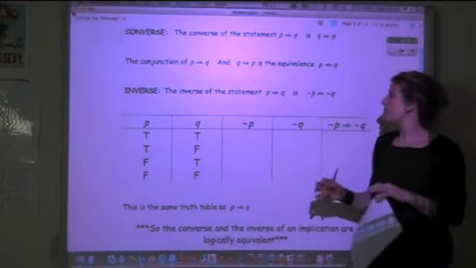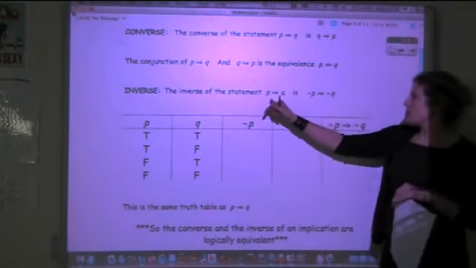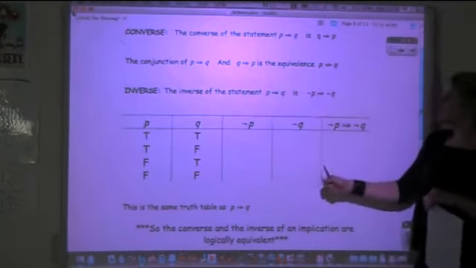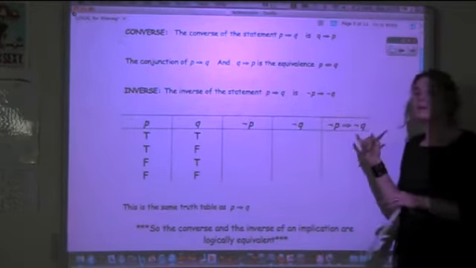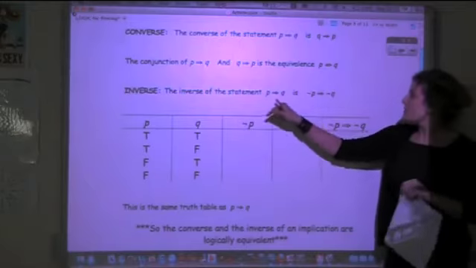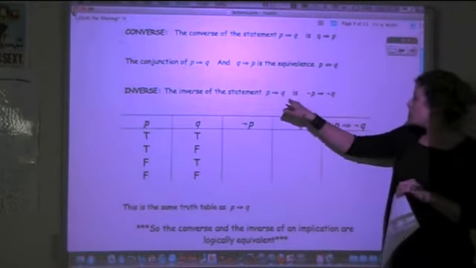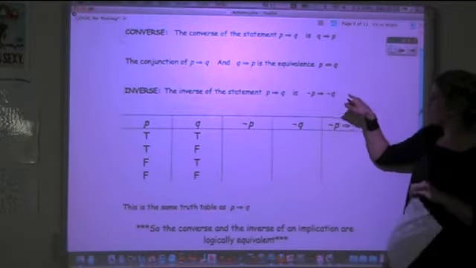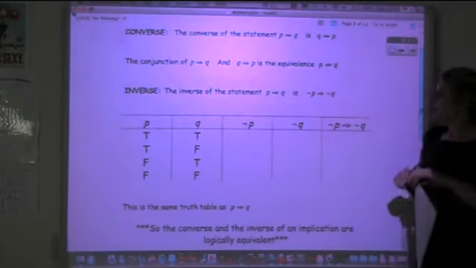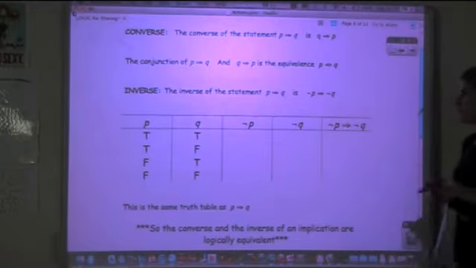We're going to be careful with this. The inverse of the implication of P and Q is: the order of the proposition stays the same, but they're both negated. So the inverse of P implies Q is the negation of P implies the negation of Q. Let's have a little look at the truth table for that.